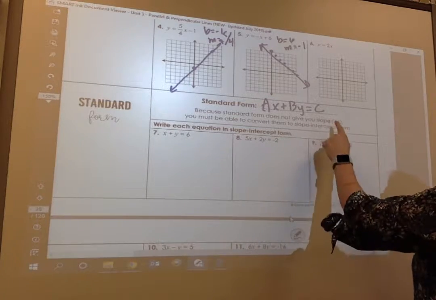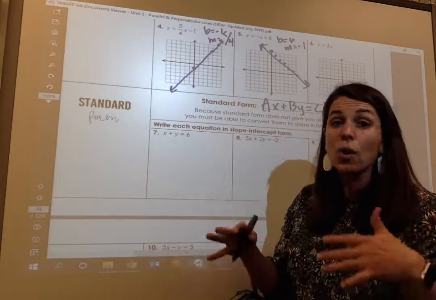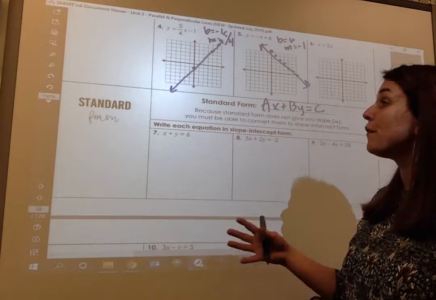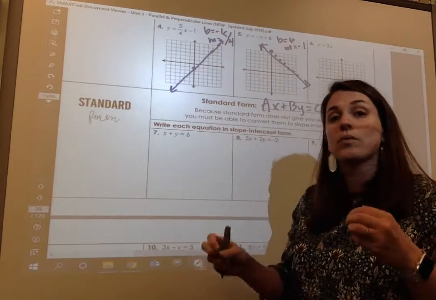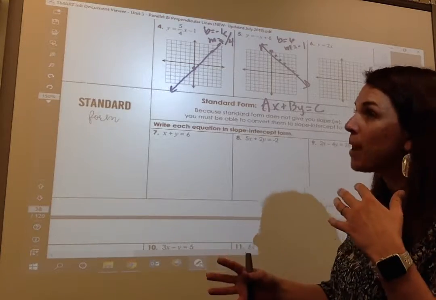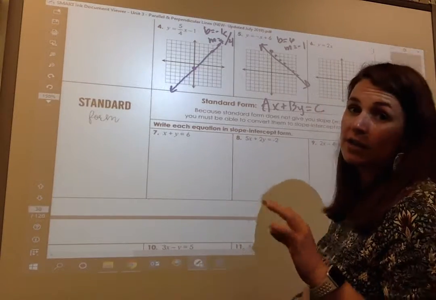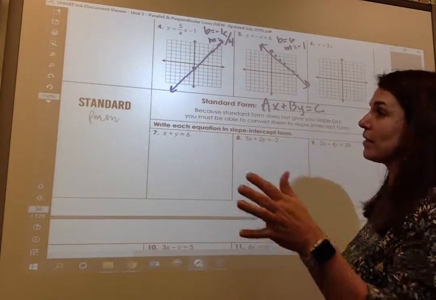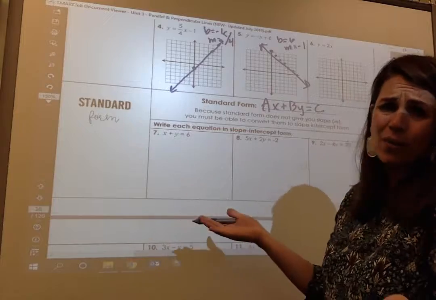But it doesn't give you that slope. So we must be able to convert this into y equals mx plus b to find our slope. Because what we're doing in geometry is slopes are so important when we look at shapes. So we do so much of comparing slopes in geometry. That's why we have to be very efficient on finding slope in everything. Hence the review.